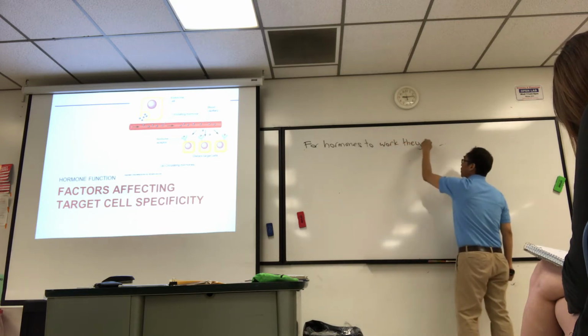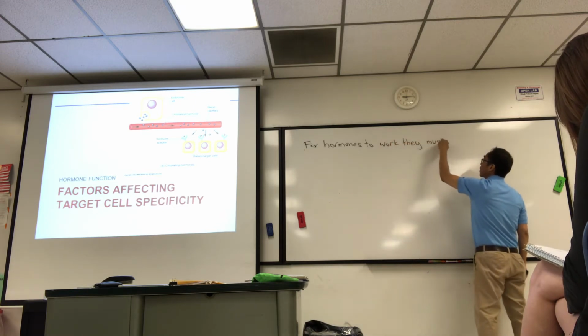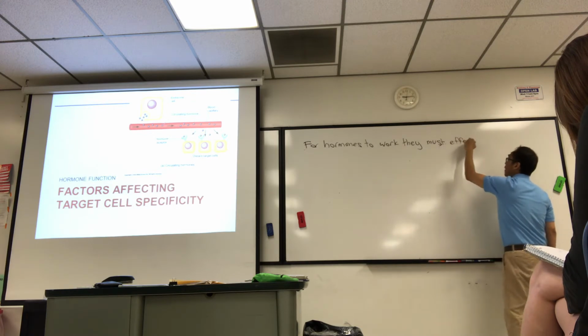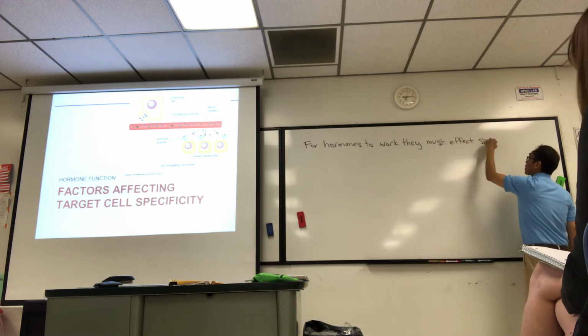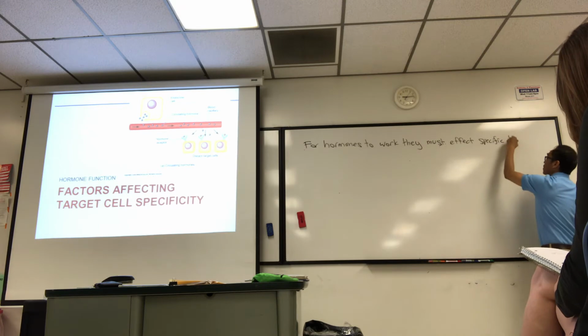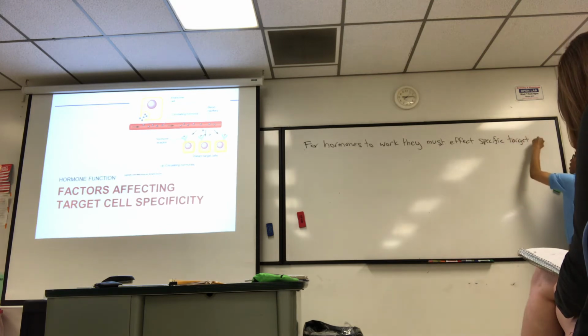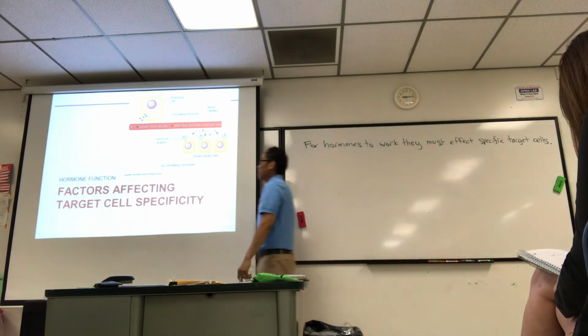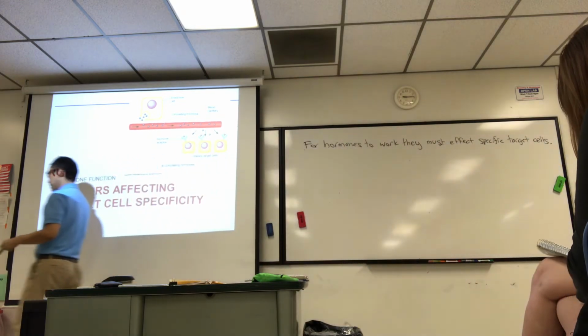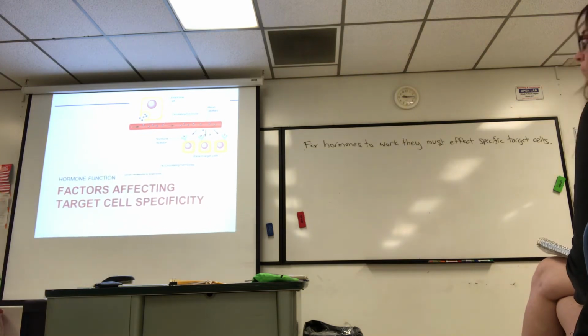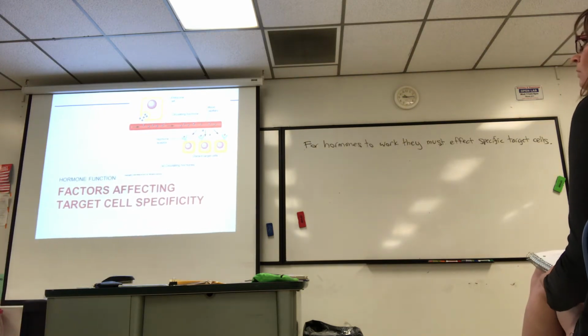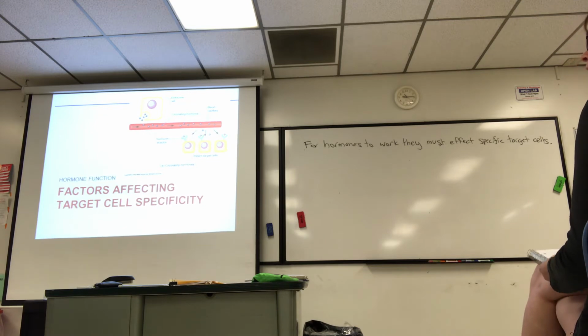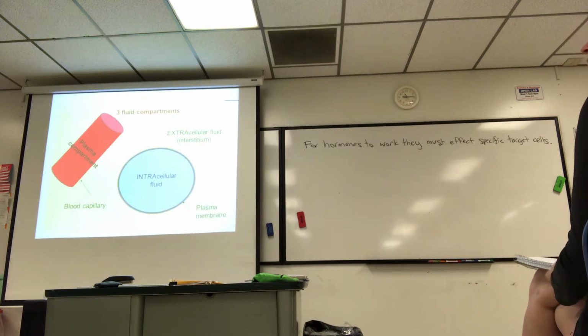For hormones to work, they must affect specific target cells. Insulin affected liver and skeletal muscle primarily, okay, but nothing else. And for that to work, consider this.